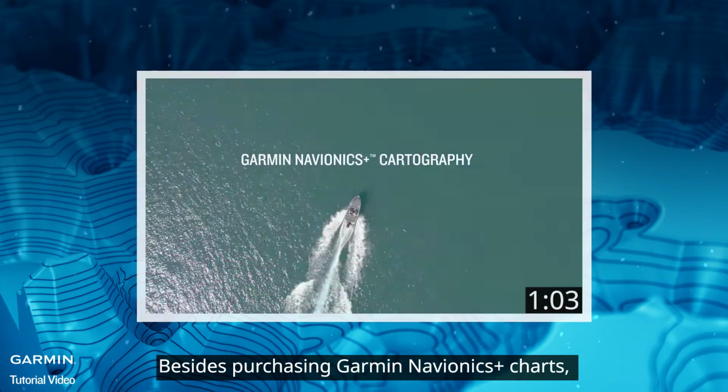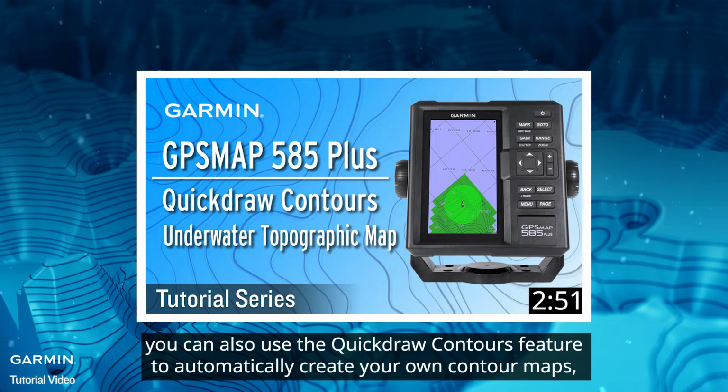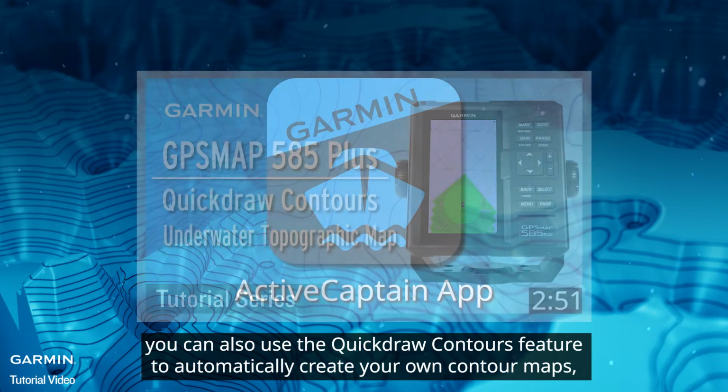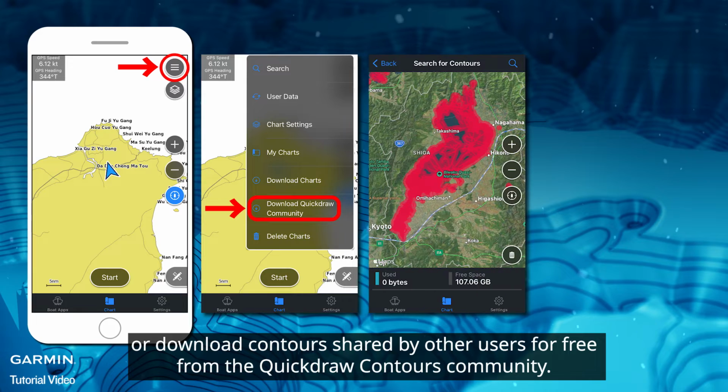Besides purchasing Garmin Navionics Plus charts, you can also use the Quickdraw Contours feature to automatically create your own contour maps, or download contours shared by other users for free from the Quickdraw Contours community.